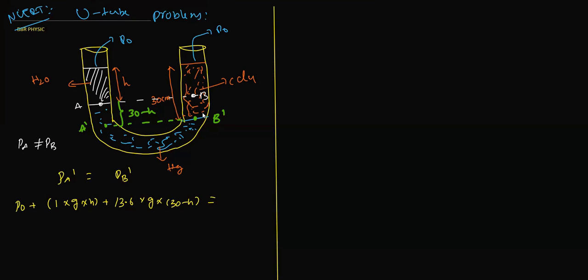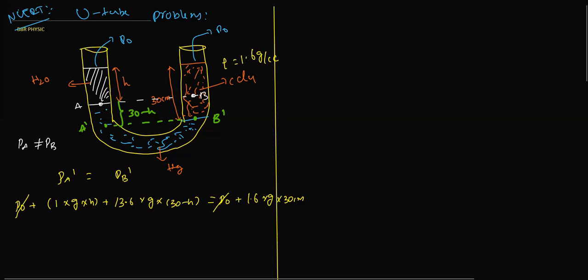This is only a single thing: P0 plus rho gh. What is rho? The CCl4 density they mentioned in the question right here: rho equal to 1.6 gram per cc. So density is 1.6 into g, g only, into height, which is 30 centimeters, they have given. If you observe here, plus P0, if it comes to this side also, P0 will get cancelled.